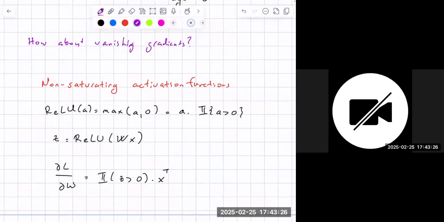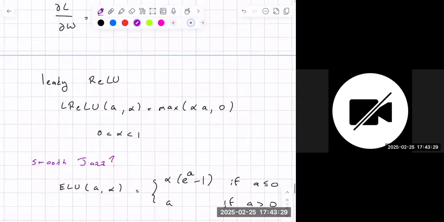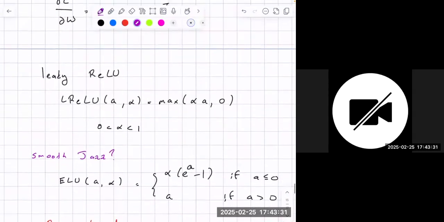Now, how do you fix this? People came up with a lot of ideas. One of them is called leaky ReLU. So what is leaky? You put in a new parameter alpha between 0 and 1. Instead of taking the max of 0 and A, you take the max of alpha times A, and A. It makes it a little better, but still not smooth and nice. It still has a max in it, which is not smooth.